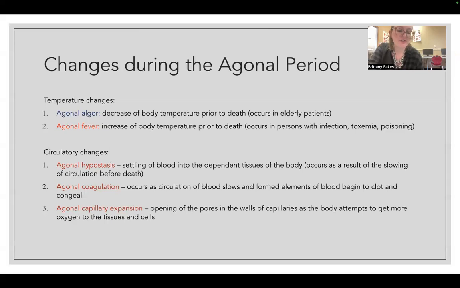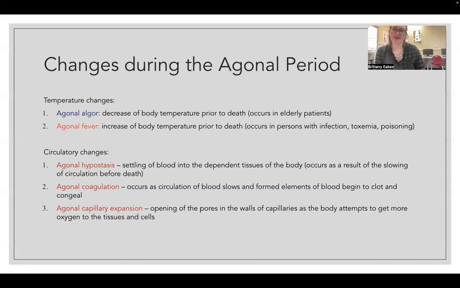There are circulatory changes. There's 3 circulatory changes that are possible in the agonal period. Agonal hypostasis, which is the settling of blood in the dependent tissues of the body. It occurs because of the slowing of circulation just before death, which allows the force of gravity to overcome the force of circulation. So it's kind of like a stasis. The blood will settle into the dependent tissues where if you were to move or roll over that body, you could see a discoloration beginning to form.